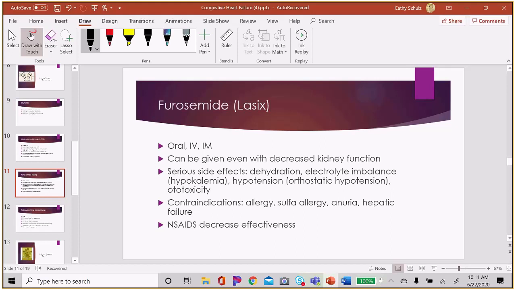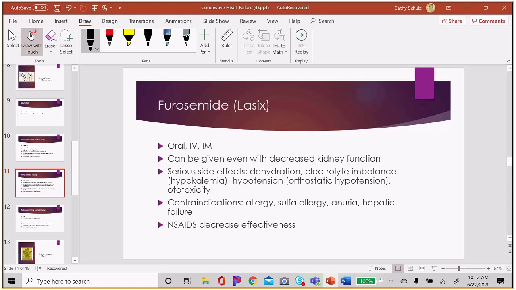Other issues, there can be a cross allergy with sulfa. It's chemically similar to sulfa antibiotics, so it's possible that the patient who has a severe allergy to sulfa antibiotics could also be allergic to furosemide, or they could just be allergic to furosemide in general. If the patient has liver disease, you do have to be careful with giving furosemide because the liver is what helps metabolize the medication. So you just have to be careful.